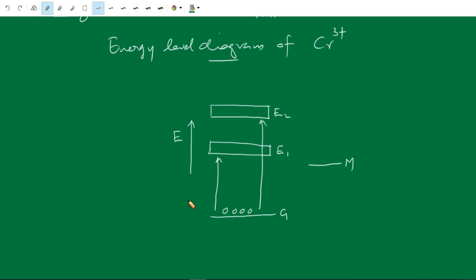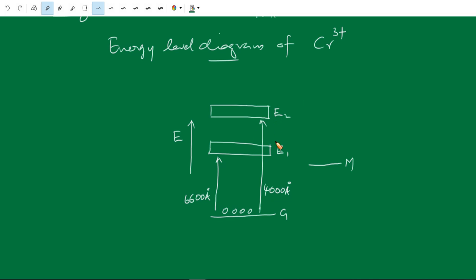This wavelength corresponds to 6600 angstrom, and this wavelength absorbs energy, and this energy corresponds to a wavelength of 4000 angstrom. Okay, so this is a near red light, this is blue light. Now a large number of atoms are in the bands E1 and E2.